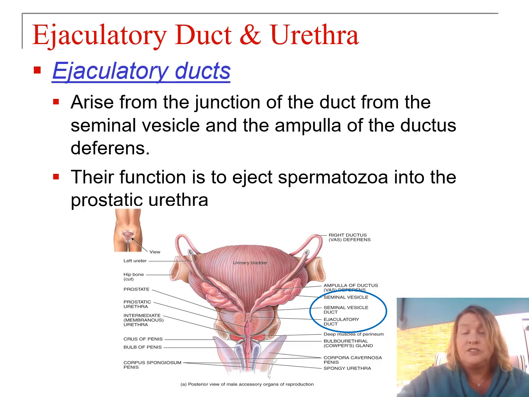Okay, then we have the ejaculatory duct, or ducts, because there's one on either side, and this arrives from the junction of the seminal vesicle, and we'll talk about what the vesicle does in a moment, and the ampulla of the ductus deferens, and they join together to form the ejaculatory duct. The function of these ducts is to eject spermatozoa into the prostatic urethra, and that's the urethra that we know goes through the prostate from the bladder.